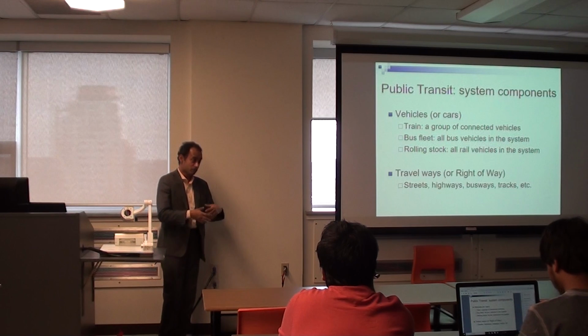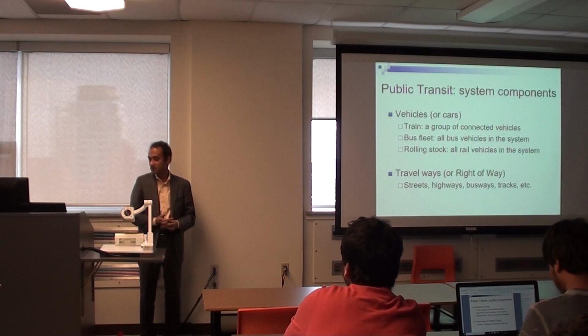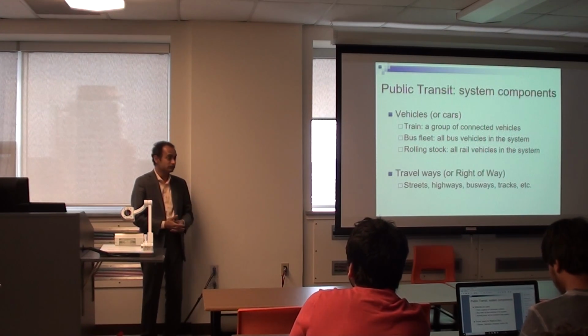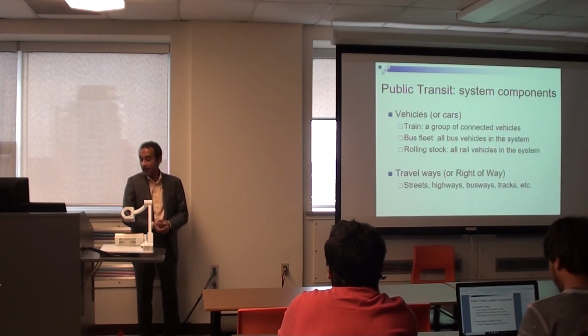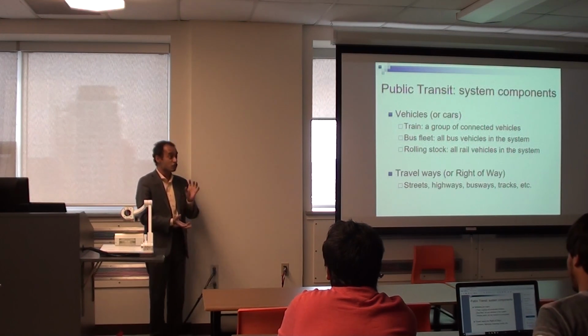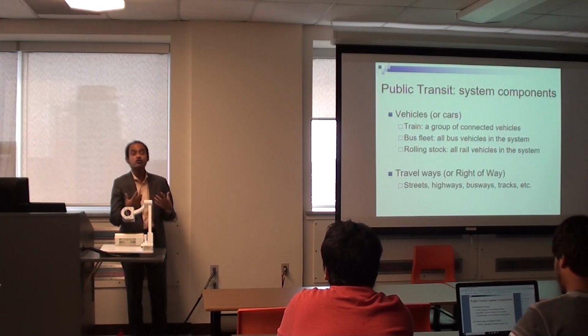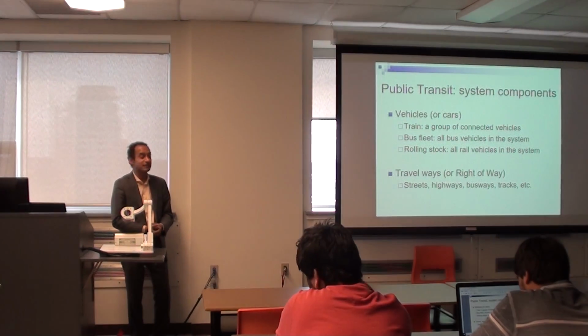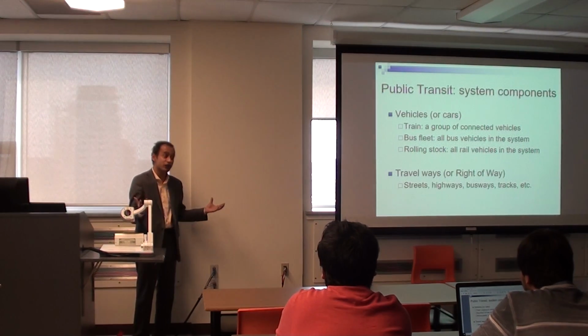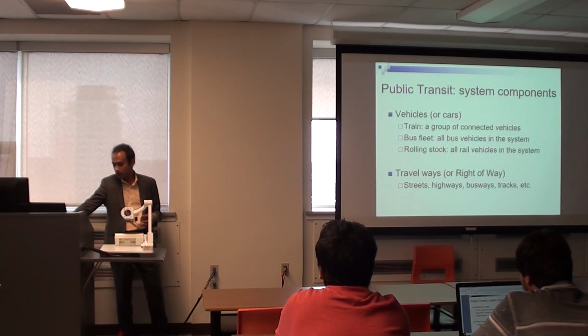Of course, there are the vehicles: the train, the bus fleet for bus-based service, and the rolling stock, all rail vehicles. Those are the terminologies that we use. Then there is the right-of-way: travelways, streets, highways, busways, tracks. Not only the regular road space, we can also create bus bays. We can also create dedicated bus lanes, which are being pushed in many Australian cities, for example, even in Europe in a big way, and at the same time in progressive cities in North America. So those are the main things.